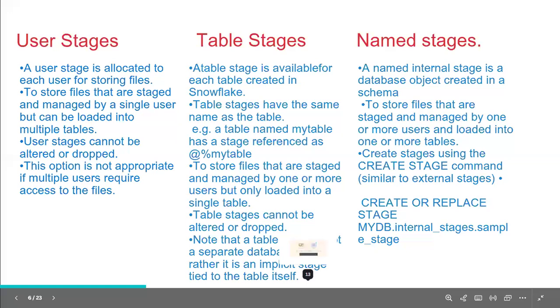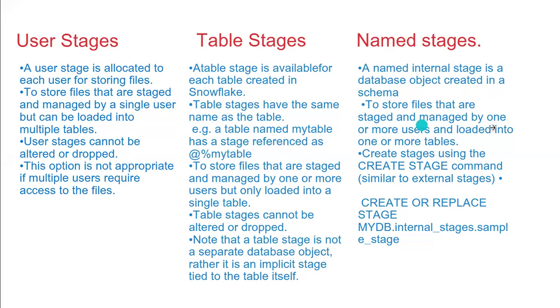Okay, and the last one is the named stage. A named internal stage is a database object created in a schema to store files, staged and managed by one or more users and loaded into one or more tables. One or more people can access that folder and they can load data into multiple tables. To create this one we need to create it explicitly, like create stage name. That's it.